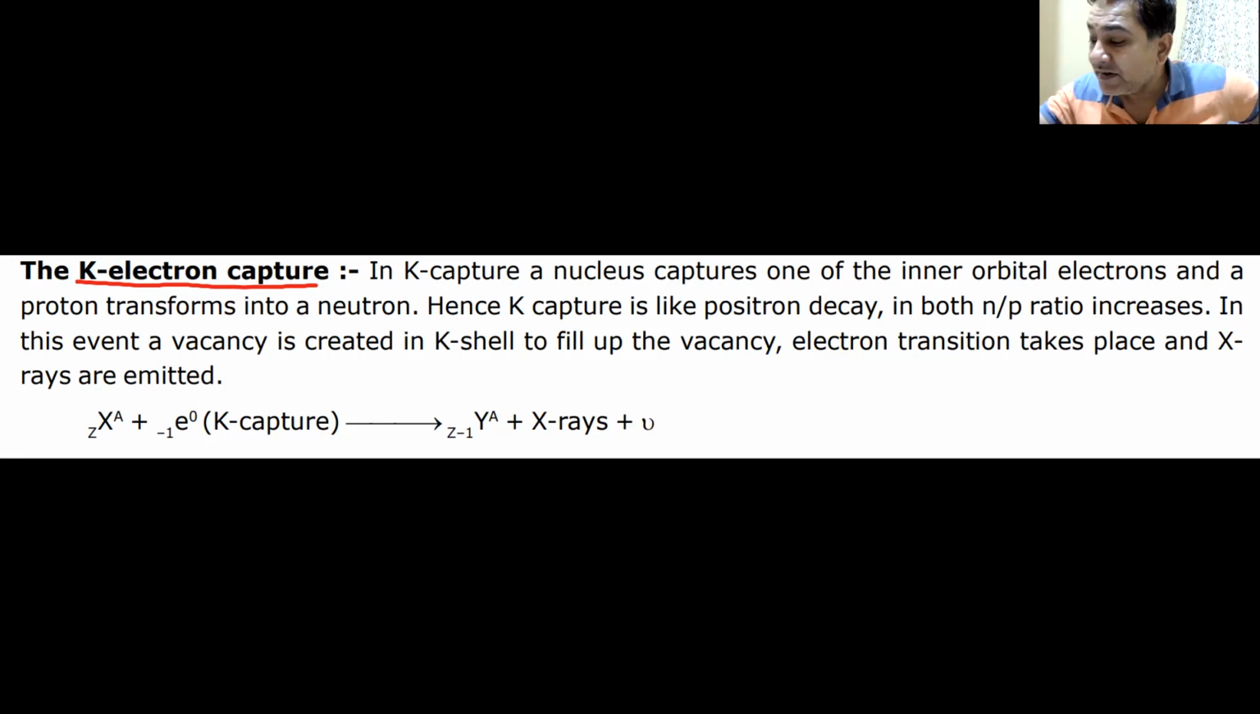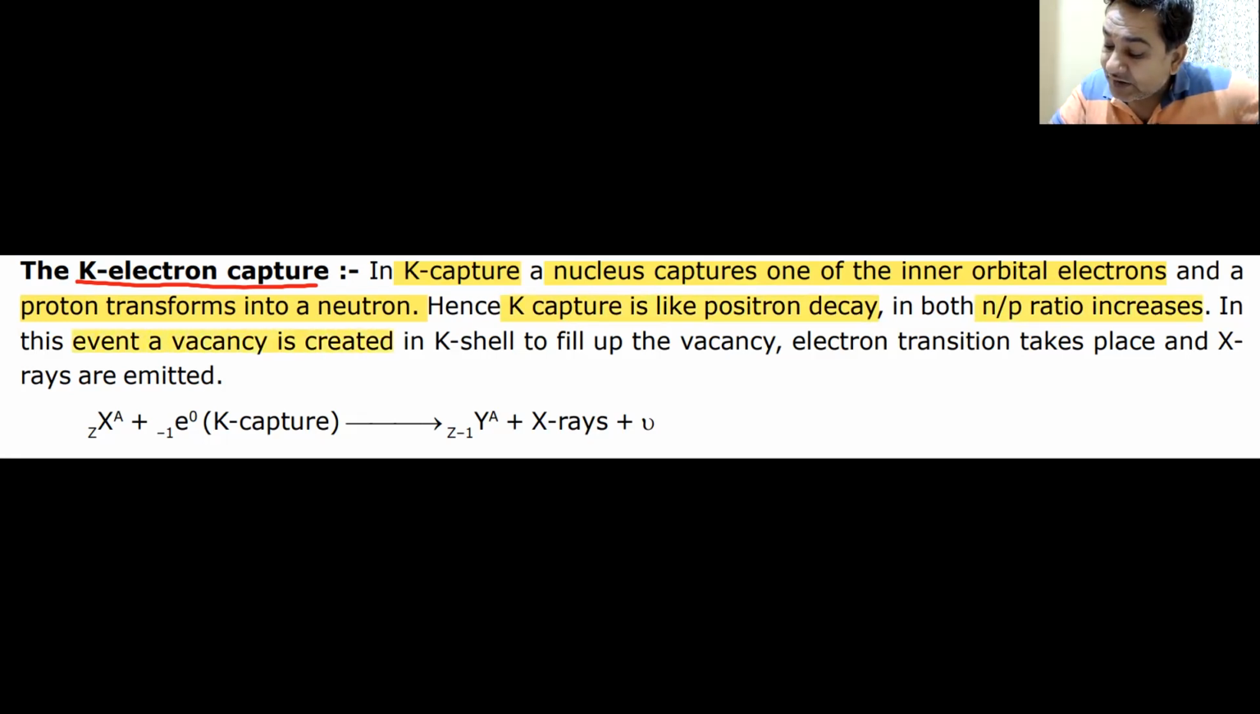Yes, sir. Now, what happens in K capture is that a nucleus captures one of the inner orbital electrons. So this electron is moving in the K shell, and the nucleus is going to capture it, and a proton transforms into a neutron. The electron gets captured, and the proton converts into a neutron. Hence, K capture is like positron decay. The N by P ratio increases because neutrons become more and protons become less. Do we understand this? Yes, sir.